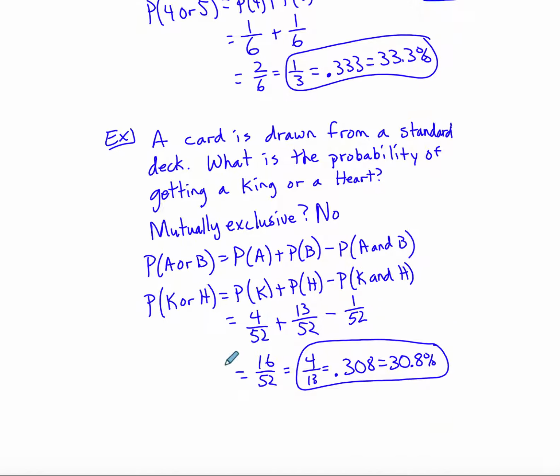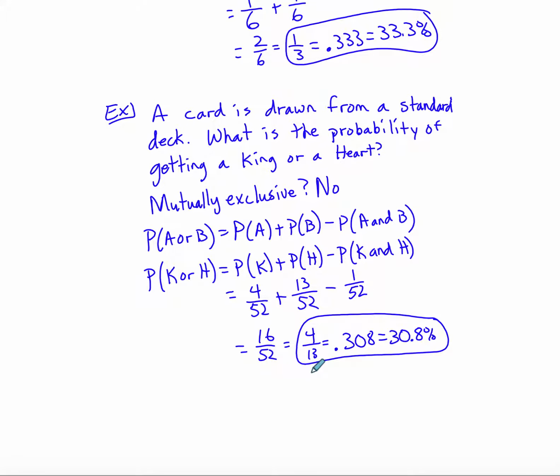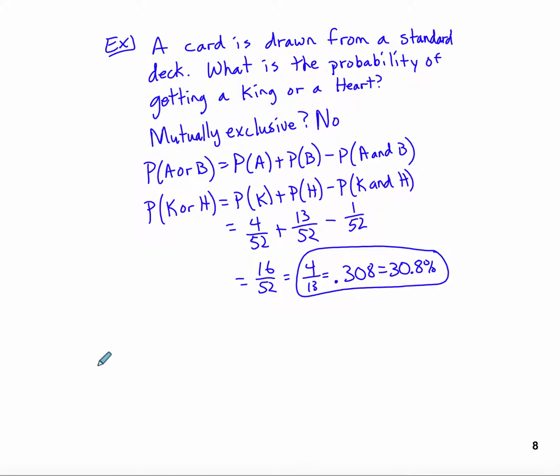In a deck of cards, there are 4 kings. There are 13 hearts, which means I just counted the king of hearts twice. I counted it here and here, so that's why I subtracted the 1 out of 52. That gives me 16 out of 52, or again, you can reduce it.